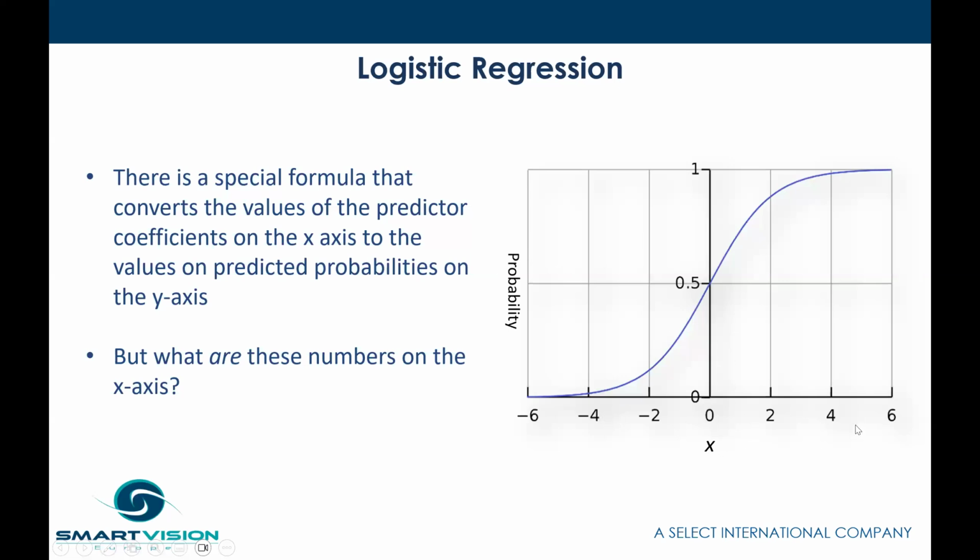Well, these numbers are the values that logistic regression creates and puts through a special formula called the link function, which creates a probability. What that means is that the coefficients in logistic regression are not like the coefficients in linear regression. They're not going to be like 20 minutes per pound. They're coefficients that are very difficult to interpret because they're designed to go through this special formula in order to create a probability value.